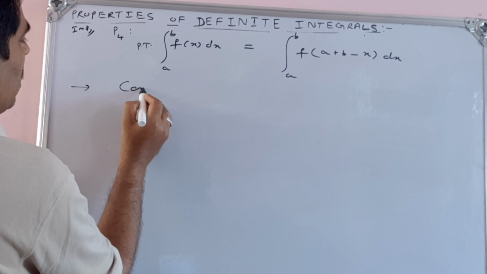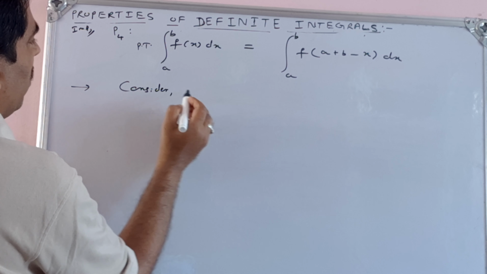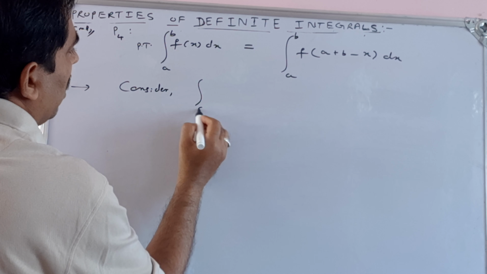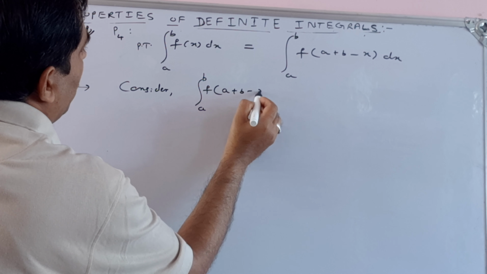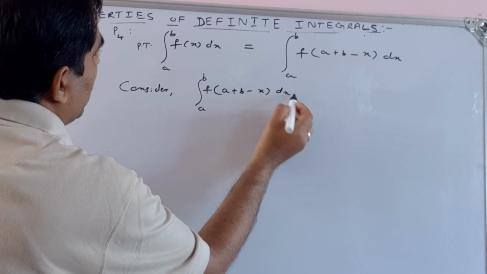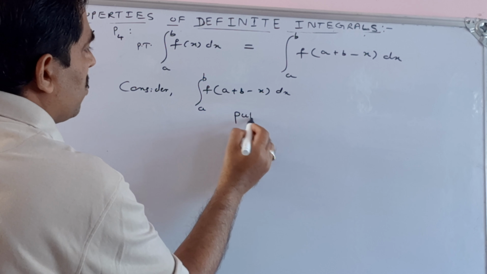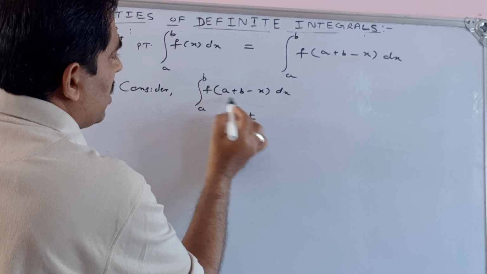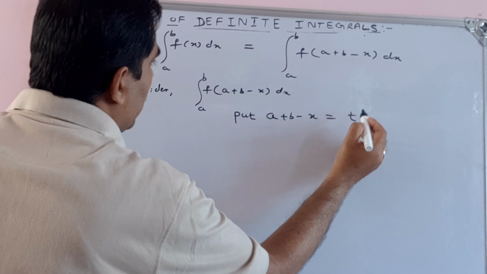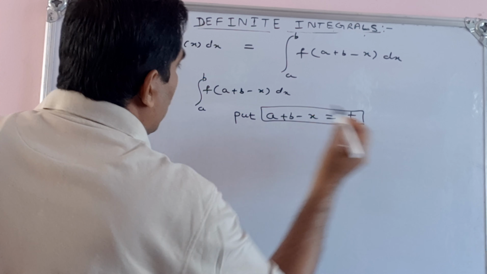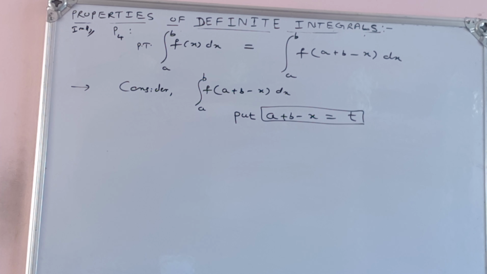So observe this. To prove this, we will consider the integral on the right hand side. What is the integral on the right hand side? Integral from a to b of f of a plus b minus x. Here we use the substitution method. Substitution means I will put a plus b minus x equal to t.